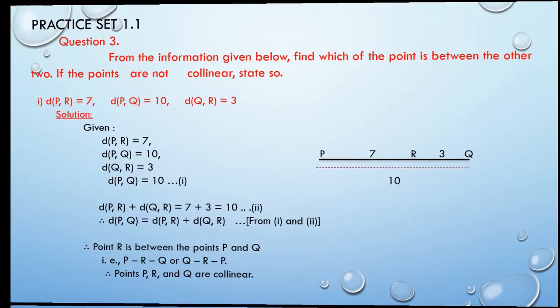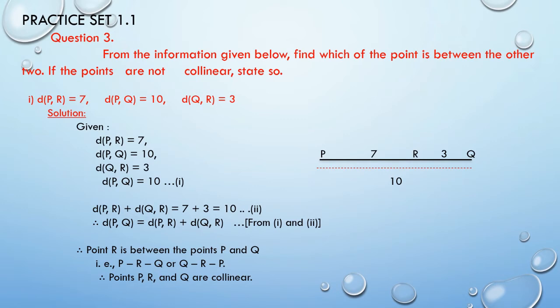Question number 3. From the information given below, find which of the points is between the other two. If the points are not collinear, then state so. The first sub-question is: distance of PR is equal to 7, distance of PQ is equal to 10, and distance of QR is equal to 3.